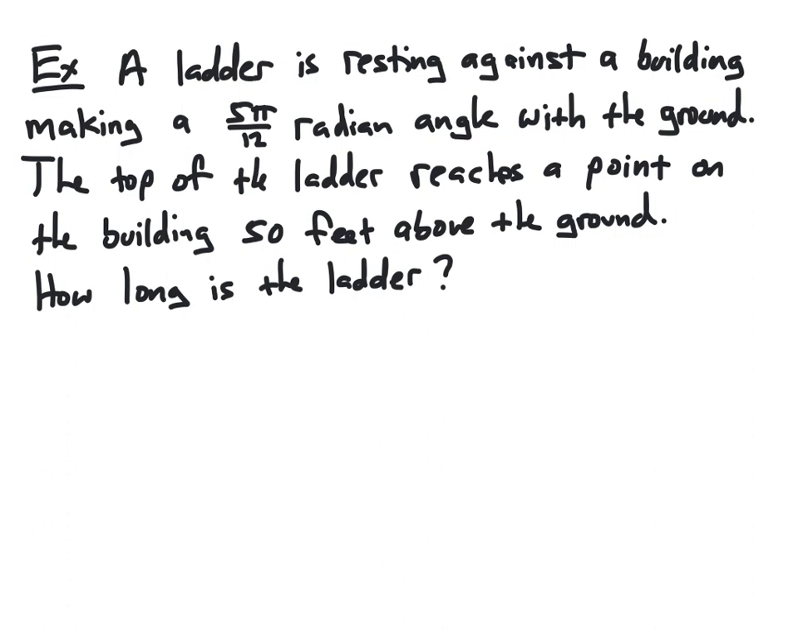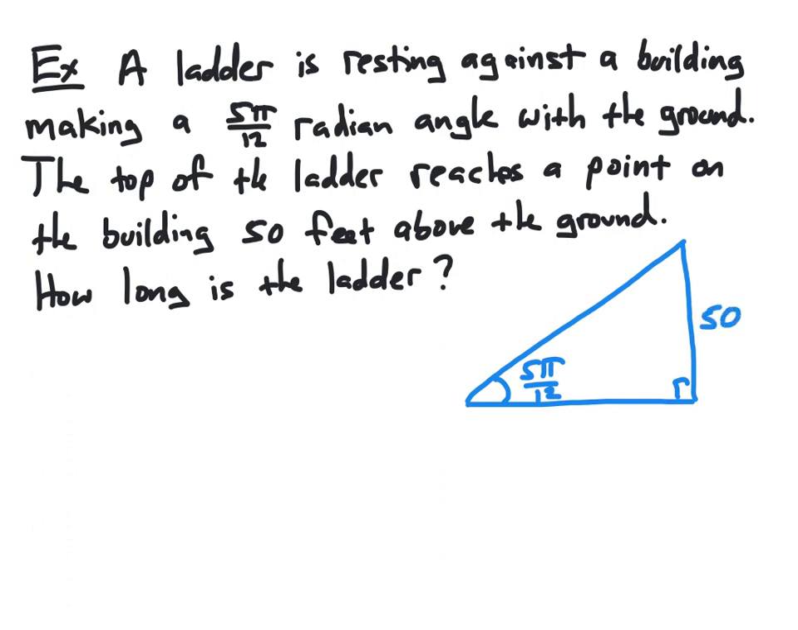Again, the best bet here is to start with a picture of our situation. So we have our ground, we have our building, and our ladder is leaning something like this. And we know that this angle here is 5 pi over 12 radians. So we'll go ahead and label that. We know the building on this side is 50 feet because the ladder reaches 50 feet above the ground. And we want the length of the ladder, which we might call L.